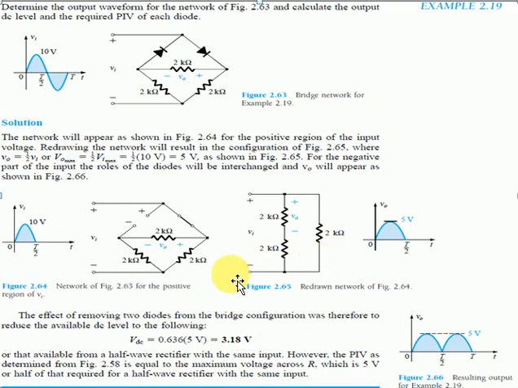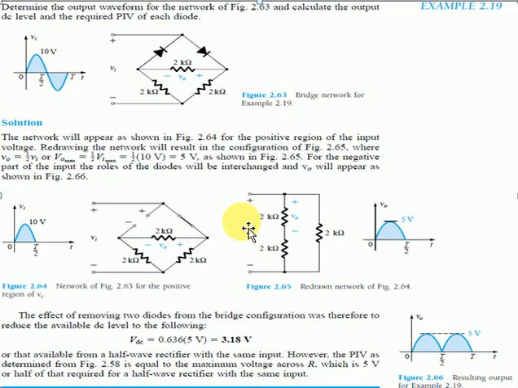Now the PIV rating. We will determine the PIV rating, that will be the maximum voltage across R, which is the 5 volt, or half that required for a half wave rectifier with the same input. So this was all about the full wave rectifier circuit.